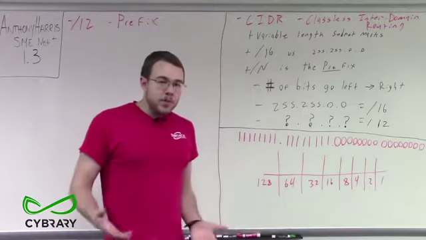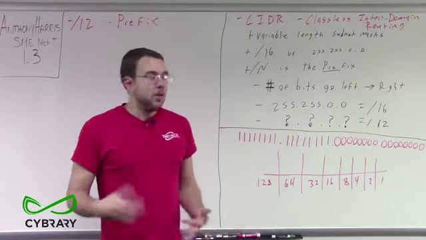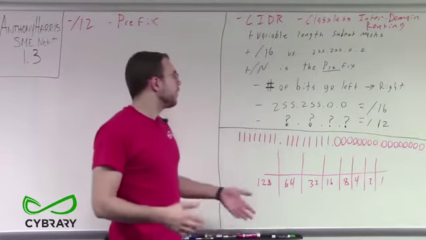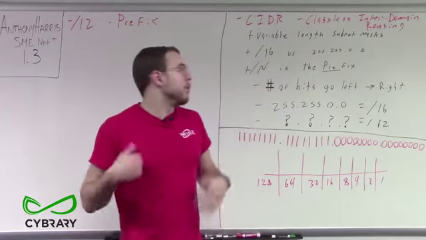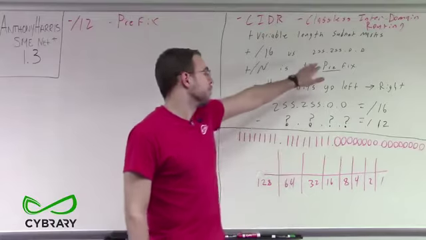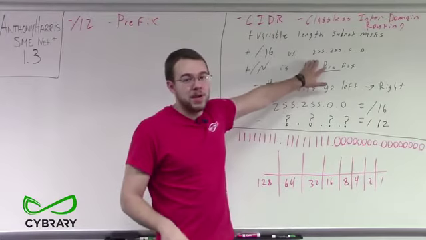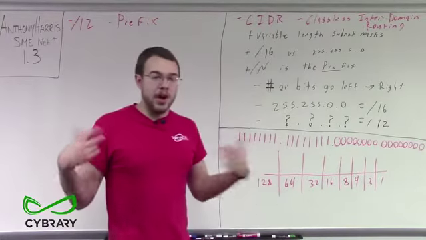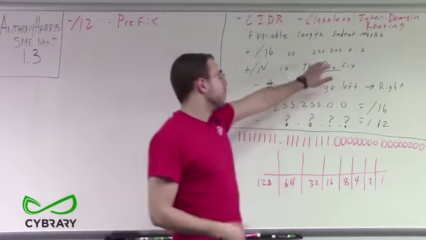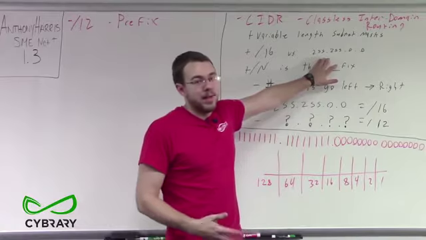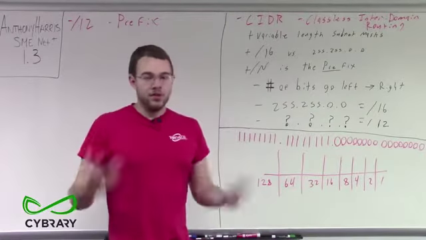Now, why do we use CIDR notation? Well, we use CIDR notation because sometimes our standard subnet masks aren't going to work for us. We need to have some way of breaking up our network ranges into smaller subnets. And we can't do that with our standard subnet masks, with our standard classful addressing.